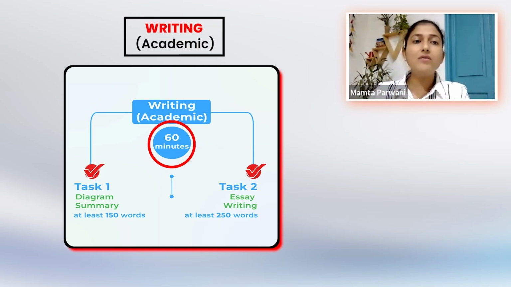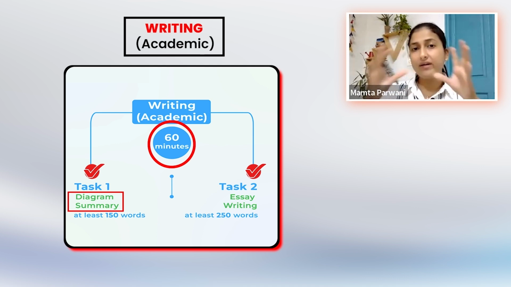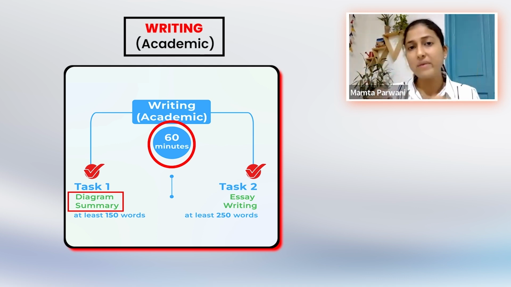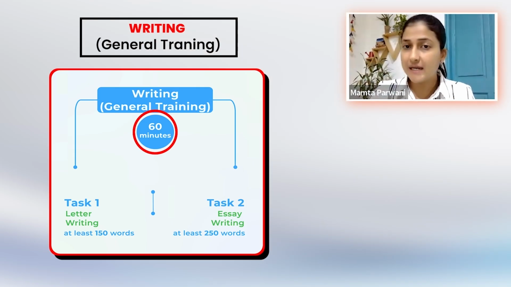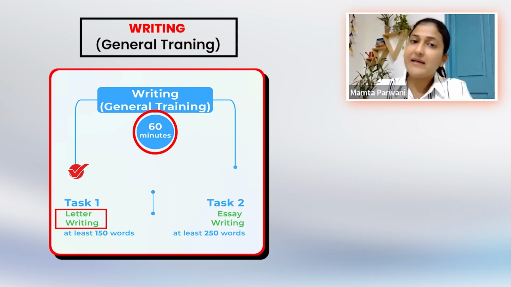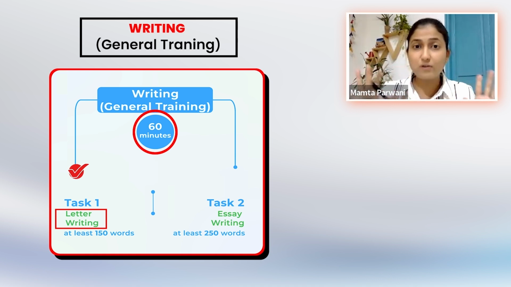Now let us look at the differences. Talking about writing, in academic task 1, you will be summarizing a diagram. That means you will be given a diagram and you have to give a summary of that diagram. When it comes to general training, in task 1, you will be writing a letter. That's the only difference in academic and general training writing. Okay, I hope this is clear. So far, so much is clear.